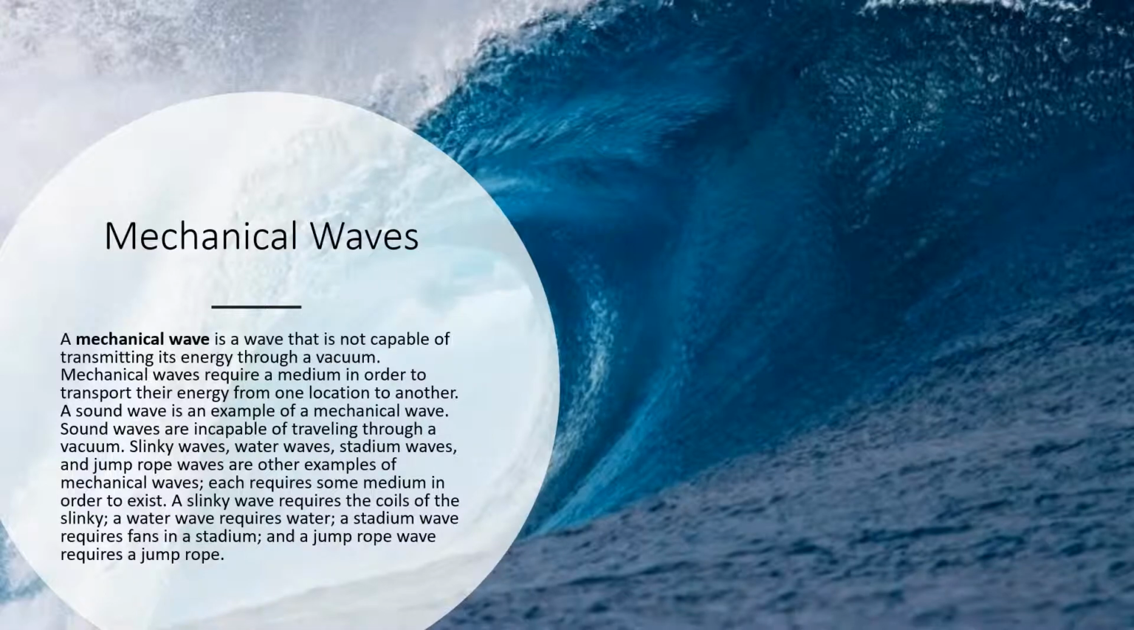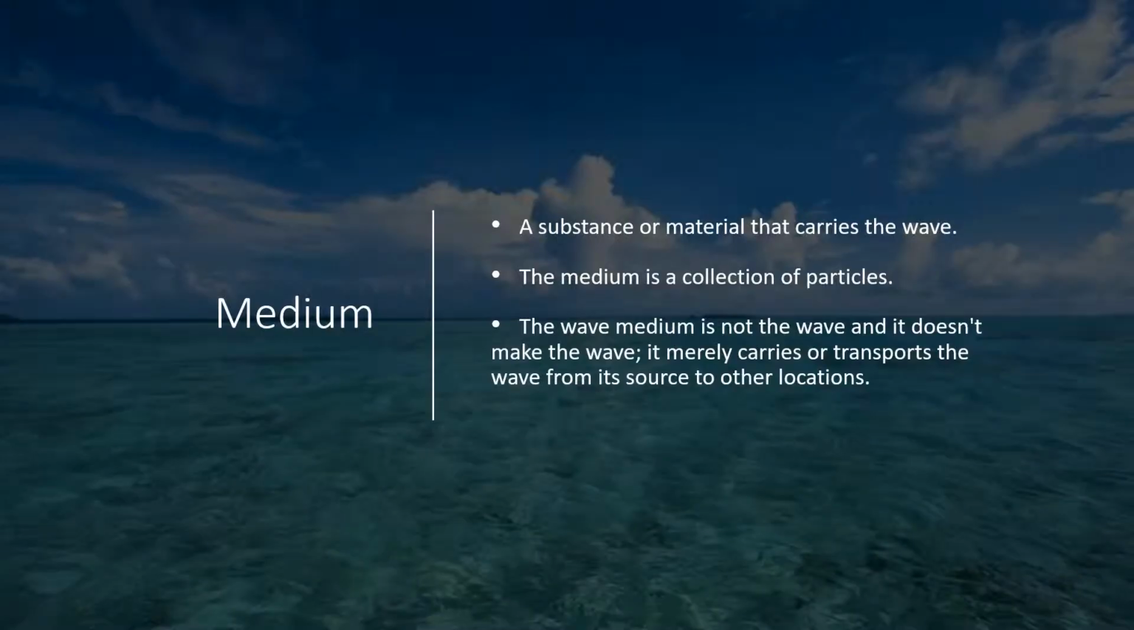So the big difference is that mechanical waves are not transmitting energy through a vacuum. They're moving through a medium. That medium is like water or a slinky or the rope of a pendulum. Those are all mediums that a mechanical wave can travel through, while the electromagnetic stuff is coming to us from distant places, traveling through vacuums.